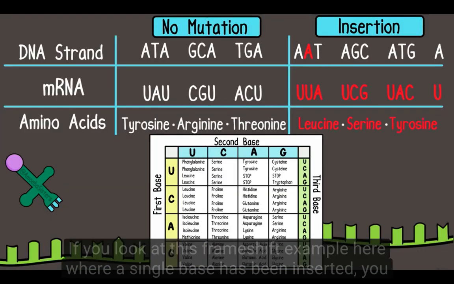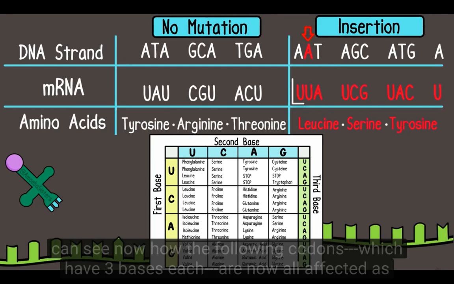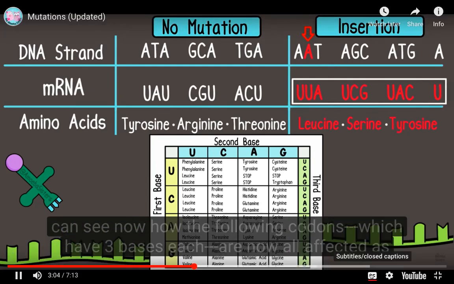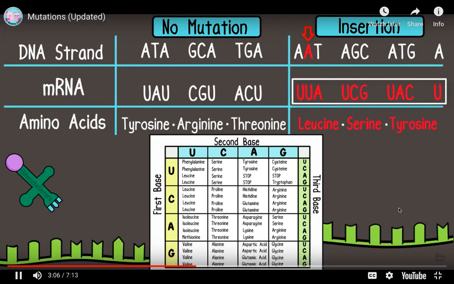If you look at this frame shift example here, where a single base has been inserted, you can see how the following codons, which have three bases each, are now all affected as the reading frame has been shifted. This example shows how it can lead to many amino acid changes.